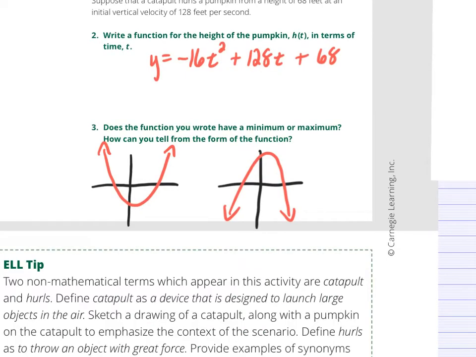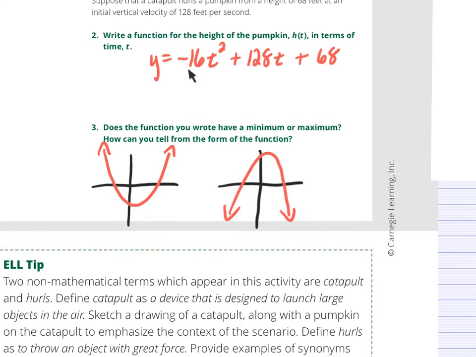All right, number 3, does this function you wrote have a minimum or maximum? Now, this is without even graphing it. Can we tell if it has a minimum or a maximum? And you can. This is one of those things that when we were in the classroom doing this problem, I would go over a lot of examples and I would say, do you recognize any patterns? But I'm trying to keep this short enough. It's already over 20 minutes.